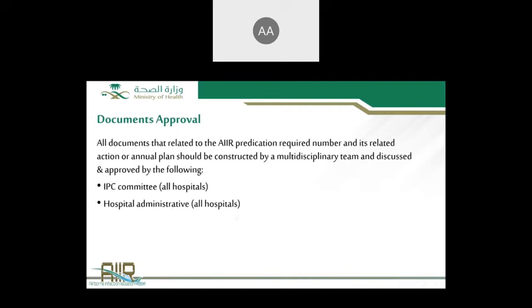Documentation and approval. All the documents related to the airborne infection isolation room prediction of the required number, and the related action and annual plan, should be constructed by the multidisciplinary team. They should first be discussed and approved by the infection control committee, and this should be done for all hospitals. They should also be approved by the hospital administration.